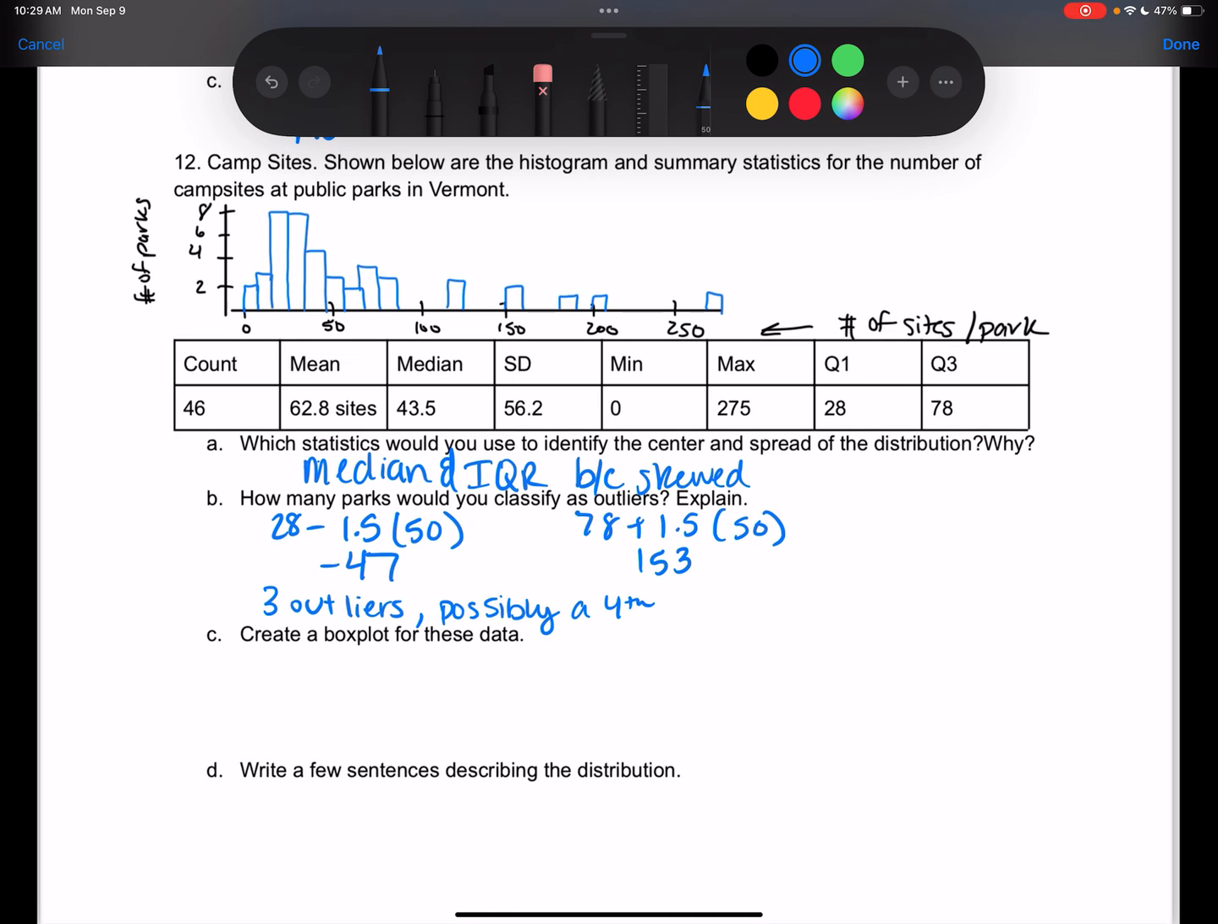Create a box plot for these data. So I'm going to draw a little line here. Number of sites per park. And I'm going from 0 to 300 in increments of 50, and that's just because that's what they had up there on my histogram. So I'm just using the same increments.